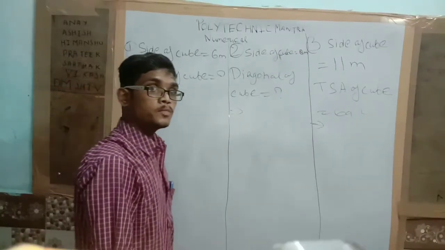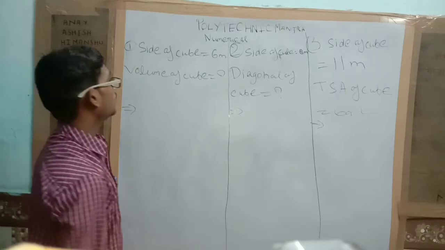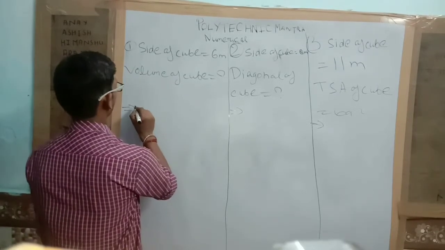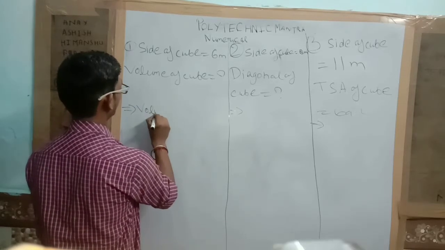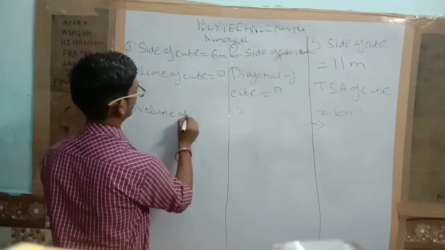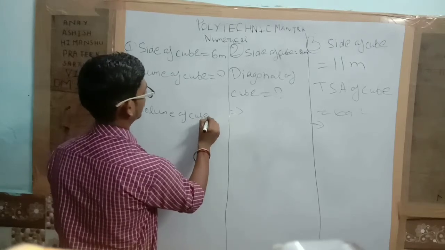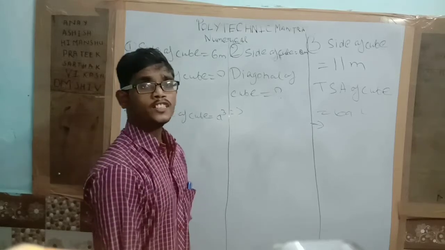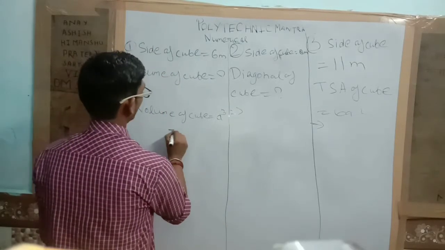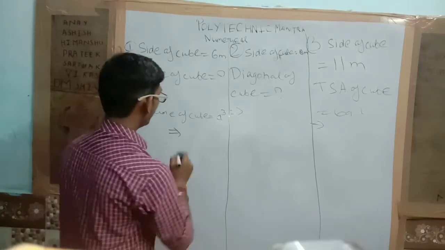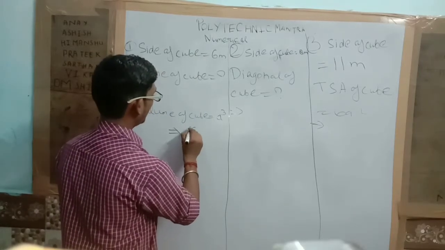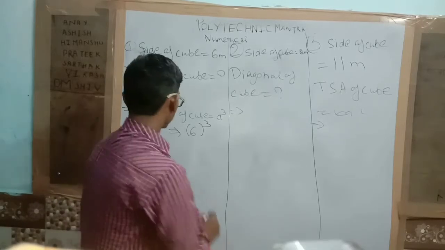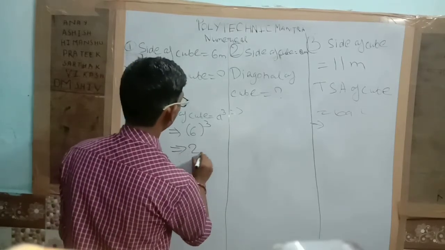Side of cube is 6 meter. Now we have to find volume of cube. Very easy question. We know that formula of volume of cube equals A cube. A cube means cube of the side. As given, A is equal to 6, and 6 all cube is 216.